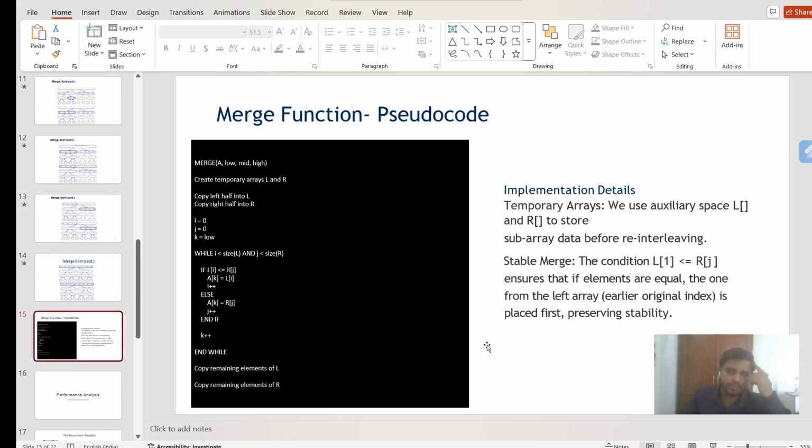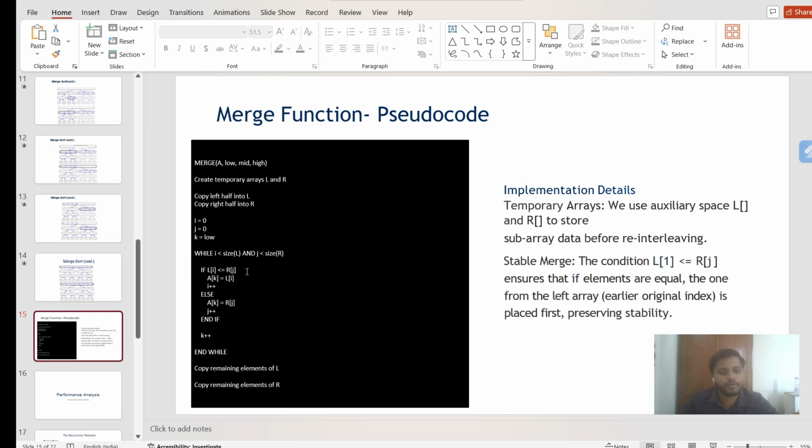Now, after that, let us see the merge function pseudocode. As I told you, merge is going to divide the array into two halves. So, we are going to have two temporary arrays, L and R. We're going to copy the left half elements into array L and right half elements into array R. So initially I'm going to initialize i equals to 0, that will point to the left half, and j equals to 0, that will point to the right half, and k equals to low.